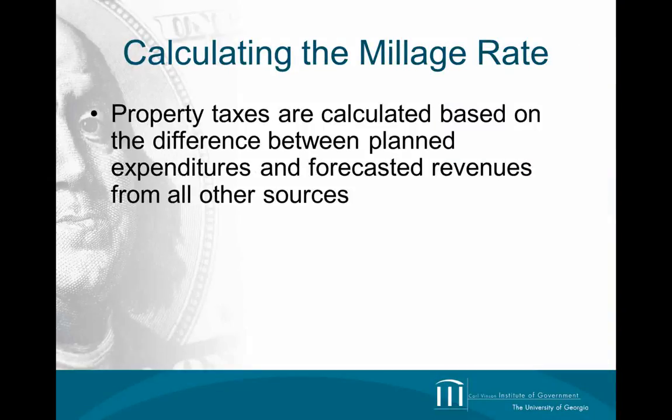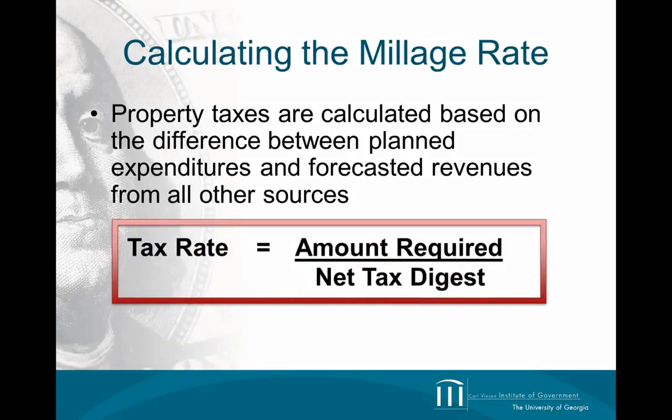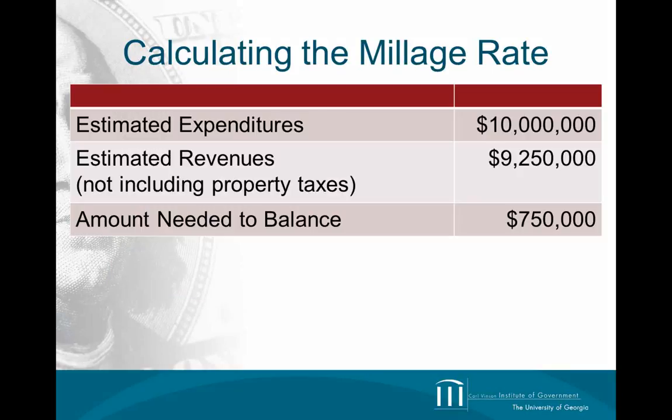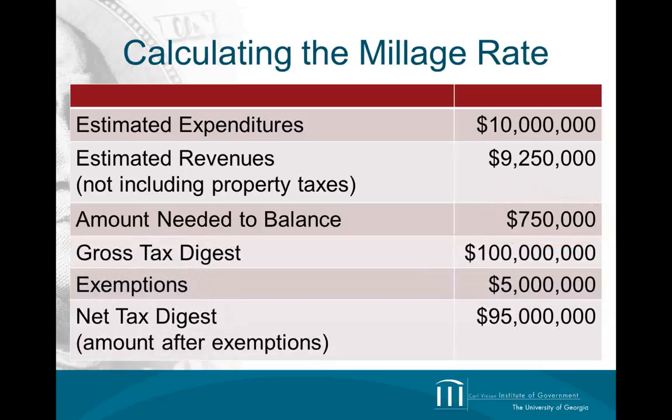We stated earlier that property tax revenues are calculated based on the difference between planned expenditures and forecasted revenues from sources other than property taxes. The tax rate is obtained by dividing the amount required from property tax revenues by the net tax digest. Let's go through an example. A tax jurisdiction determines that $750,000 in property tax revenues is required to balance a $10 million budget. The jurisdiction's gross tax digest is $100 million. However, after exemptions, the net tax digest is $95 million.